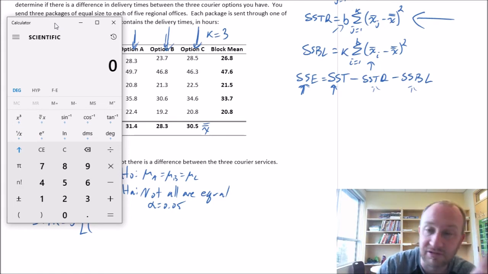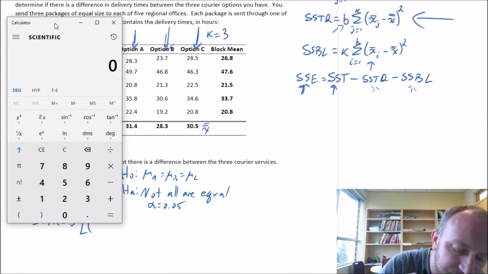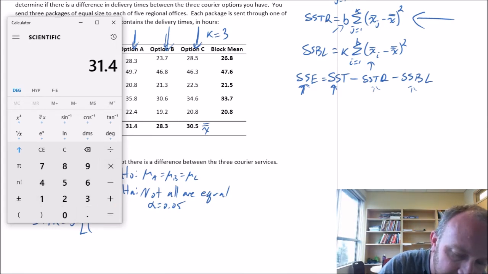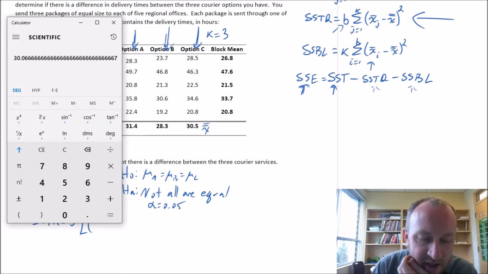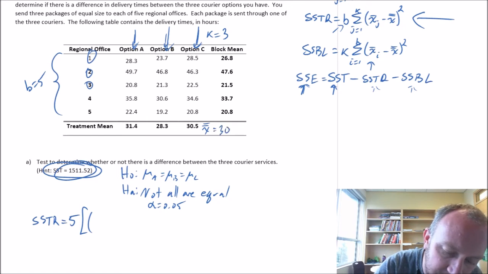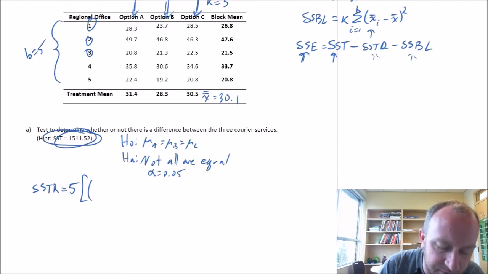So I'll use treatment means because there's usually fewer treatments than there are blocks, and so it's a little bit of a shorter calculation. 31.4 plus 28.3 plus 30.5 divided by 3. Let's just round that to 30.1. So there's 30.1 as my grand mean. Okay, so now we can go ahead with the rest of our calculation.